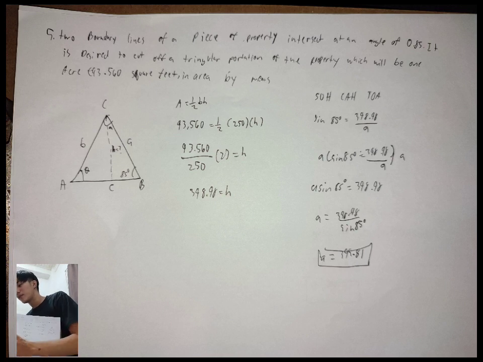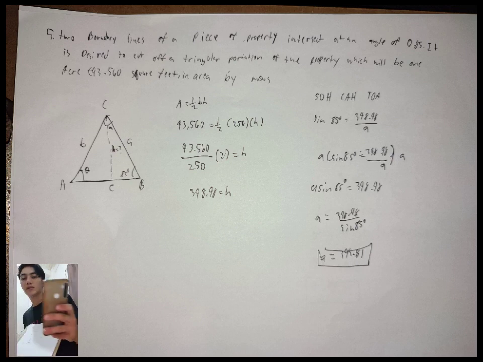So here's problem number 5. The question here is: two boundary lines of a piece of property intersect at an angle of 85 degrees. It is desired to cut off a triangular portion of the property, which begins at a point on one boundary 250 feet from the corner of the property and runs in a straight line to the other boundary. What angle does it make with the boundary?